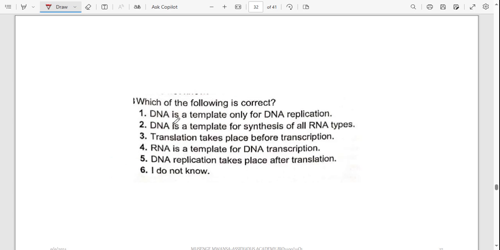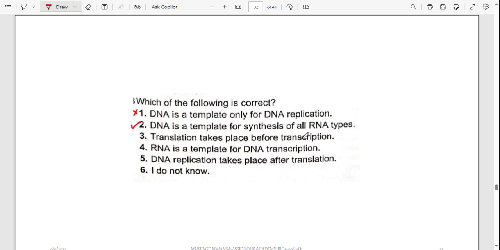Which of the following is correct? DNA is a template only for DNA replication. Is that true? It's not only. Also for transcription, we are going to be using DNA. DNA is a template for synthesis of all RNA types. Is that true? Yes, because all RNA comes from DNA.